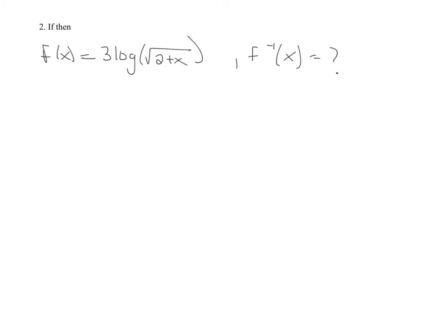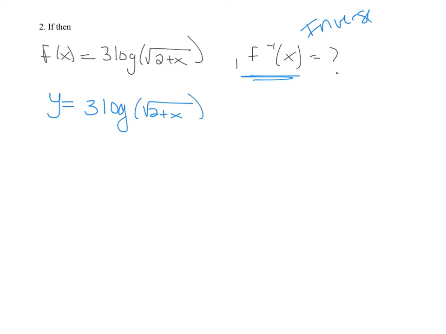Alright, next question says, if f of x equals 3 log square root of 2 plus x, then what does f to the negative 1 of x mean? This is the inverse. That's what they're looking for. So to find the inverse, you're going to switch x and y. I'm going to replace f of x with y first. And then I'm going to switch x with y. Now your job at this point is to get the y out of the square root and away from everything else. So you should say to yourself, what can I get rid of first? Well, you can get rid of the 3.